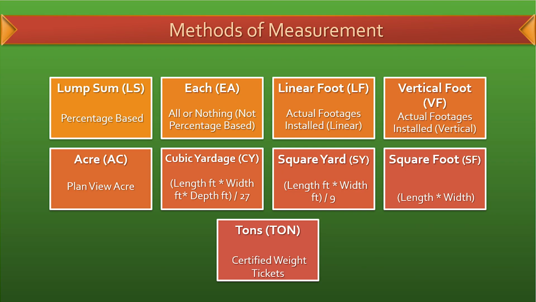There are 9 methods of measurements typically encountered during a standard construction inspection: lump sum, each, linear foot, vertical foot, acre or plan view acre, cubic yard, square foot, and ton. We'll discuss a method of documentation for each of these measurements that can be used regardless of the construction item or basis of payment next. For all other methods of measurement not covered in this module, please contact your West Virginia Department of Environmental Protection construction representative to develop an effective method of documentation for those construction items.